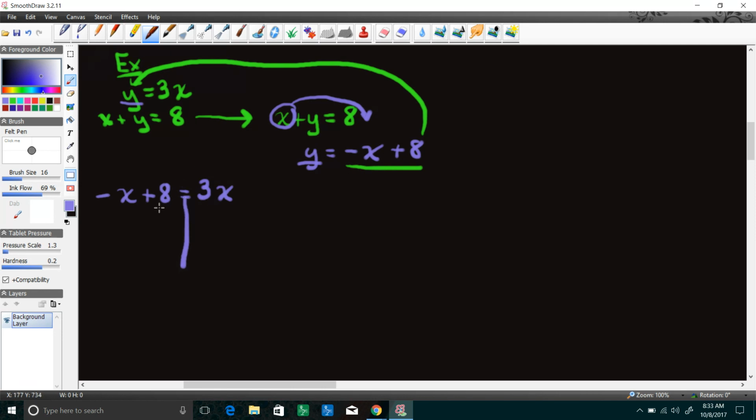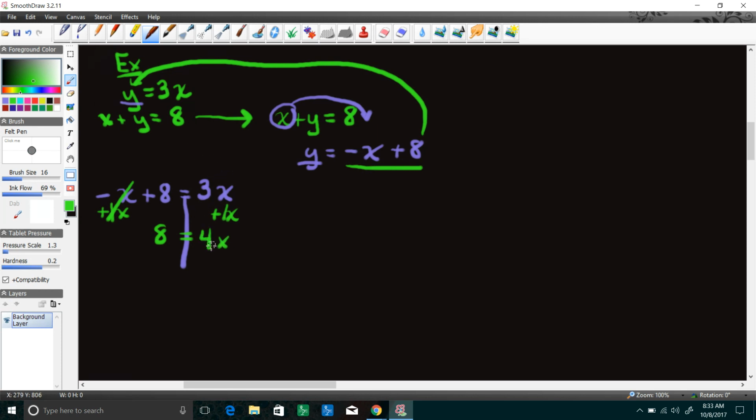So this is just a simple algebraic problem. I'm going to get my x's all on the same side. So I'm going to do plus x right here, plus x right here. Remember, this is plus 1x. If you need to write the 1, go ahead. And that will get rid of this here for me. Bring down my 8. 3x plus 1x is 4x.